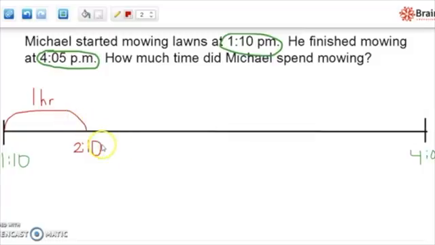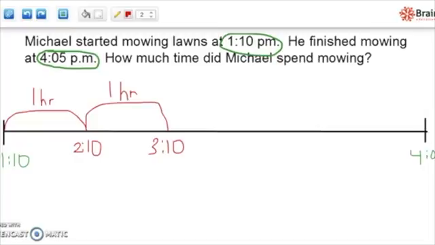So again, I need to jump from 2:10 to 4:05, so I can make another hour interval, which will take us to 3:10 p.m. Again, your hours are changing, but your minutes are staying the same. Now, if I add another hour to 3:10, it will take us to 4:10. But notice that the end time is 4:05, so that means we would go over, and we don't want that to happen, so we need to make a smaller jump.